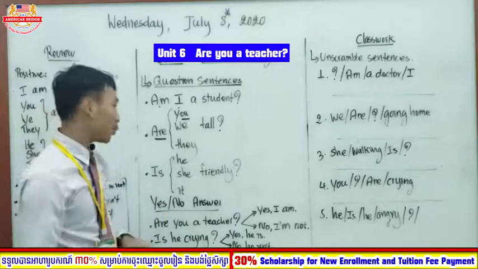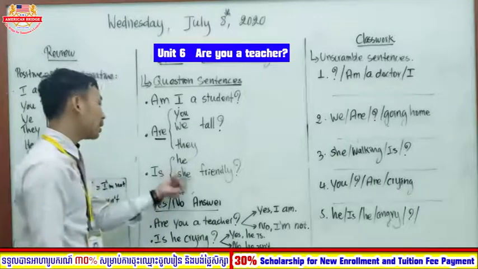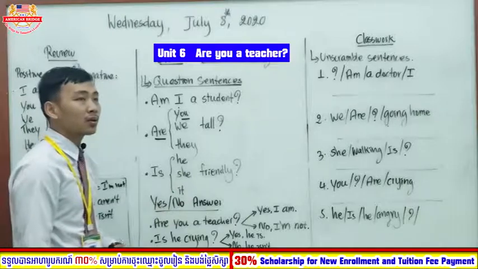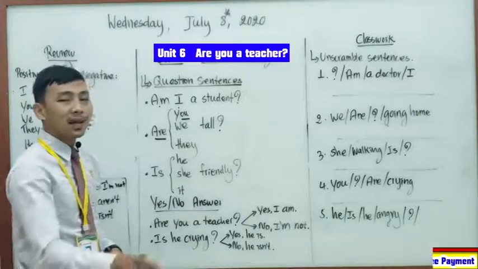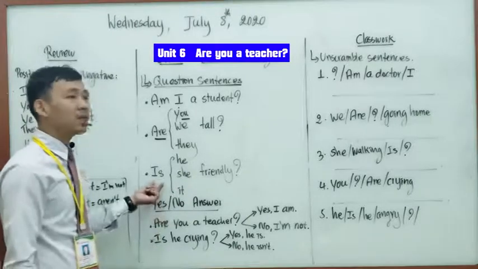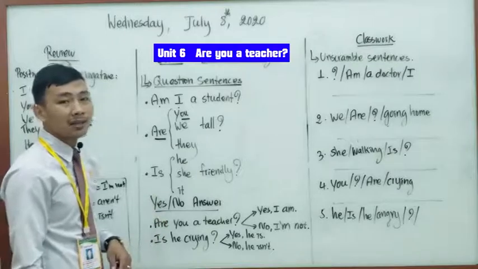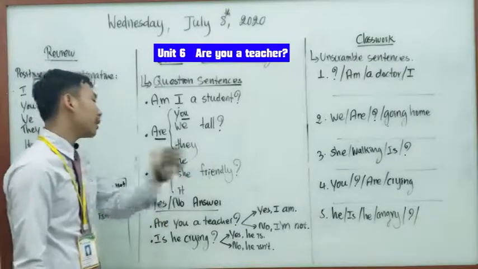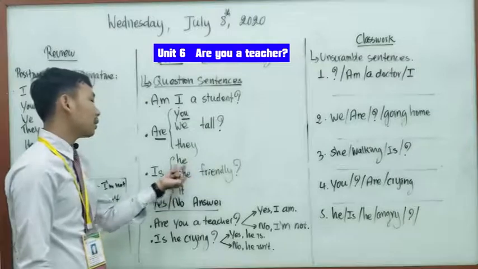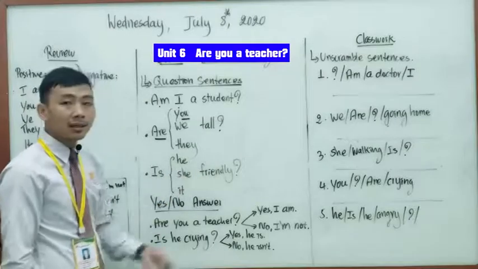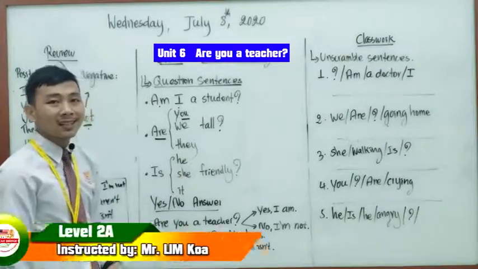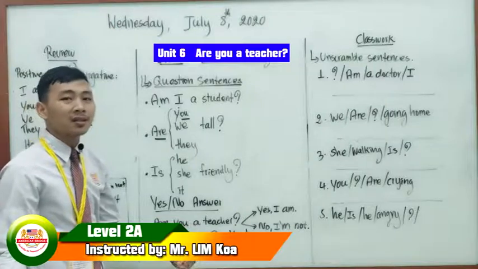That's good, everyone. What about he, she, and it? How can you make it into the question with is? The same, right? You just take the verb be to stand before the subject. Is she friendly? Is he friendly? Is it friendly? Okay? Is it easy, everyone? Yes, sure.